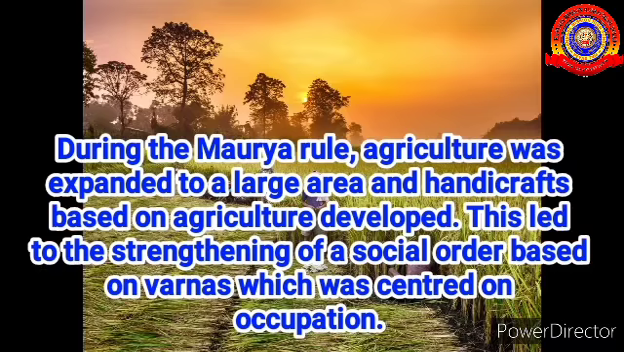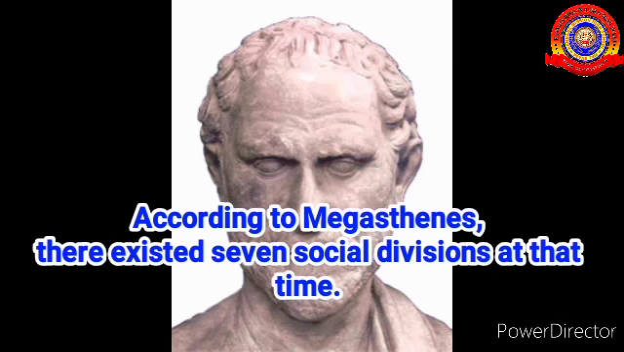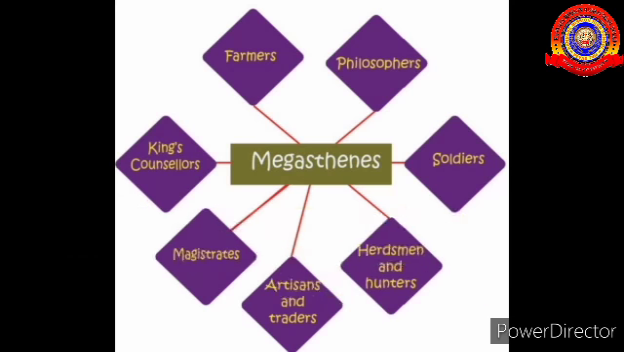During the Maurya rule, agriculture was expanded to a large area and handicrafts based on agriculture developed. This led to the strengthening of the social order based on Varnas, which was centered on occupation. According to Megasthenes, there existed 7 social divisions at that time. Let us see which are they. Farmers, philosophers, soldiers, herdsmen and hunters, artisans and traders, magistrates, king's counselors.